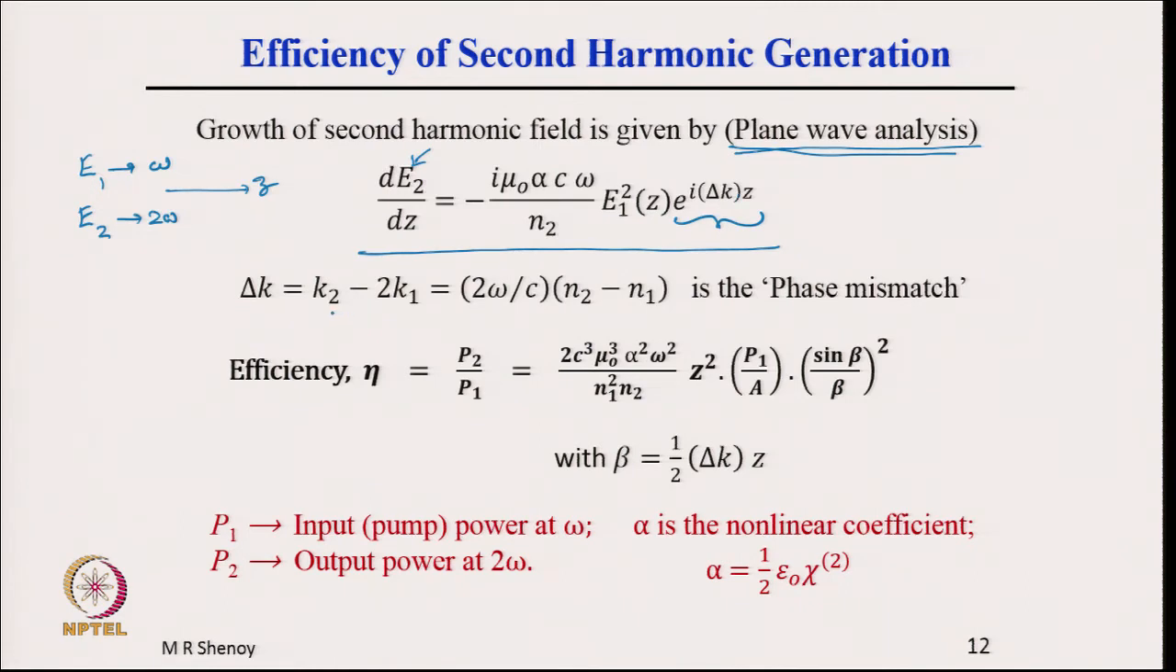Delta k is k2 minus twice k1. K2 is the propagation constant at the frequency 2 omega, k1 is the propagation constant at the frequency omega. So, delta k is k2 minus 2 k1, which is equal to 2 omega by c. Omega by c is k0, that is the propagation constant in the free space, into N2 refractive index. So, N2 is the refractive index at 2 omega.